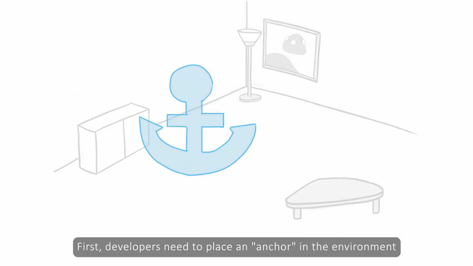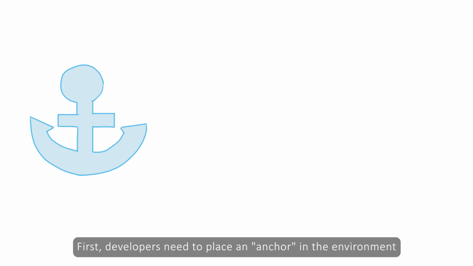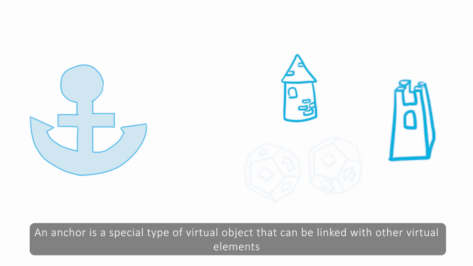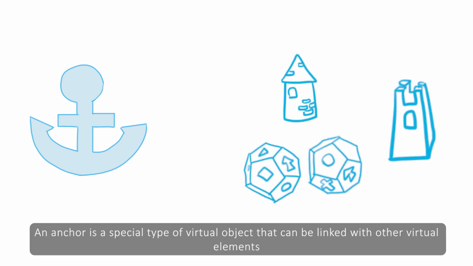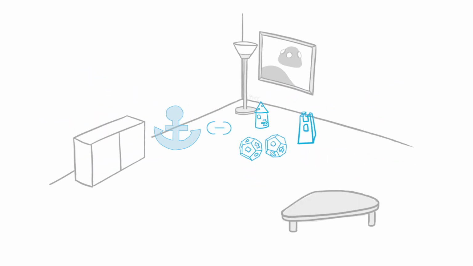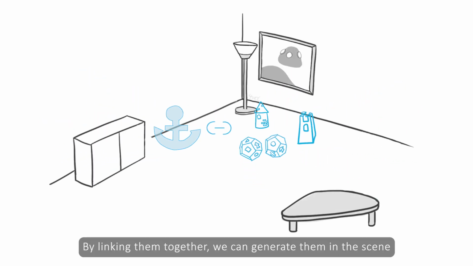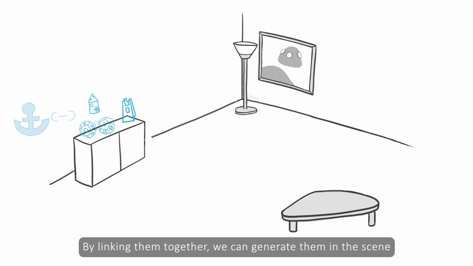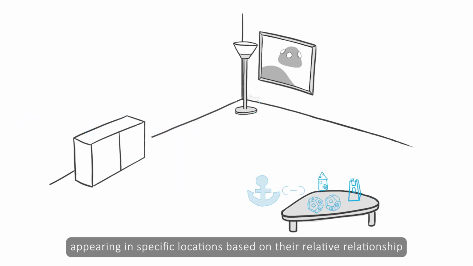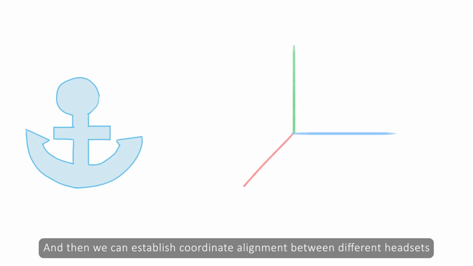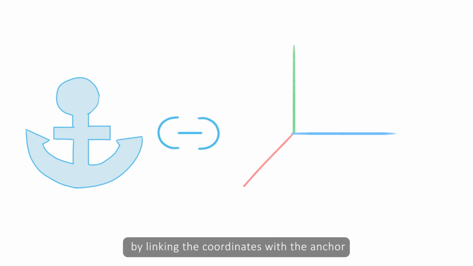First, developers need to place an anchor in the environment. An anchor is a special type of virtual object that can be linked with other virtual elements. By linking them together, we can generate them in the scene, appearing in specific locations based on their relative relationship. And then we can establish coordinate alignment between different headsets by linking the coordinates with the anchor.